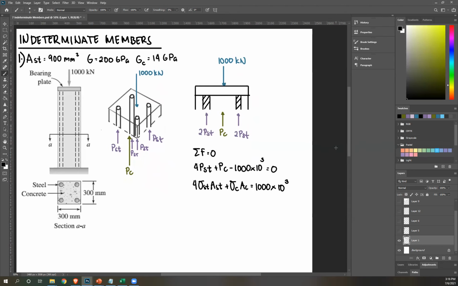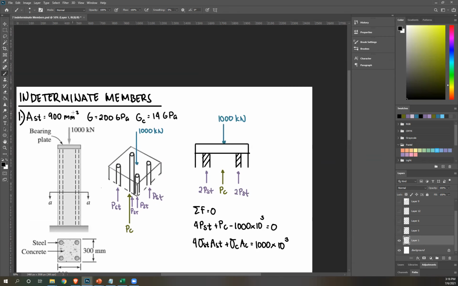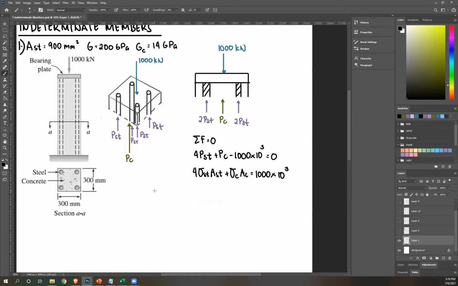So that's good. Continuing. Now that you have this equation, you can sub in the values that we know. This is what we're looking for, stress ST and stress C. Cross-sectional area of steel is given. It's 900 millimeters squared. Already standard units, no need to convert. So let's write that as 4 stress ST times 900. Then plus stress for concrete.